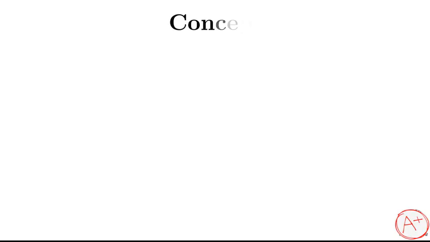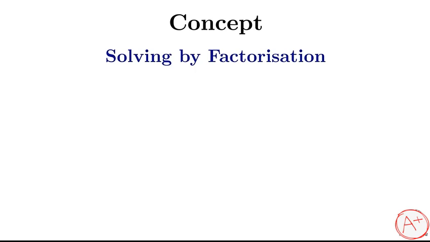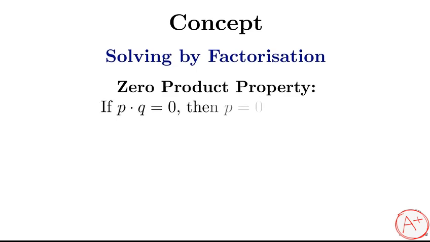Our first method is solving by factorization. This technique relies on a fundamental principle called the zero product property. Essentially, if two numbers multiply together to give 0, at least one of those numbers must be 0. When we factorize a quadratic, we are rewriting the expression as a product of two linear factors. If that product is set to 0, we can solve for each factor individually.